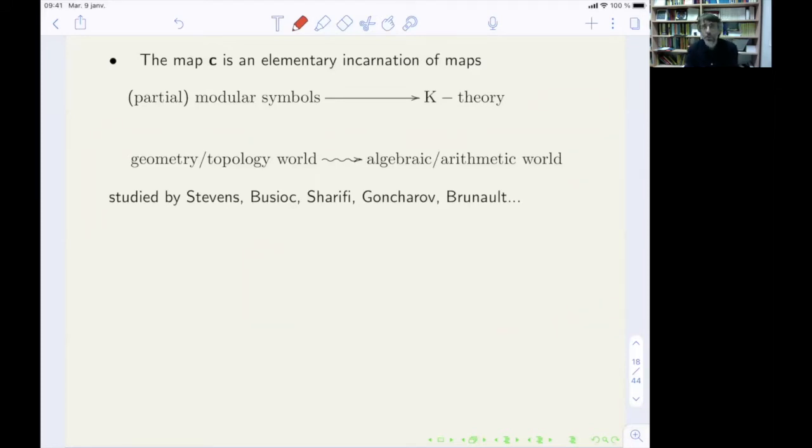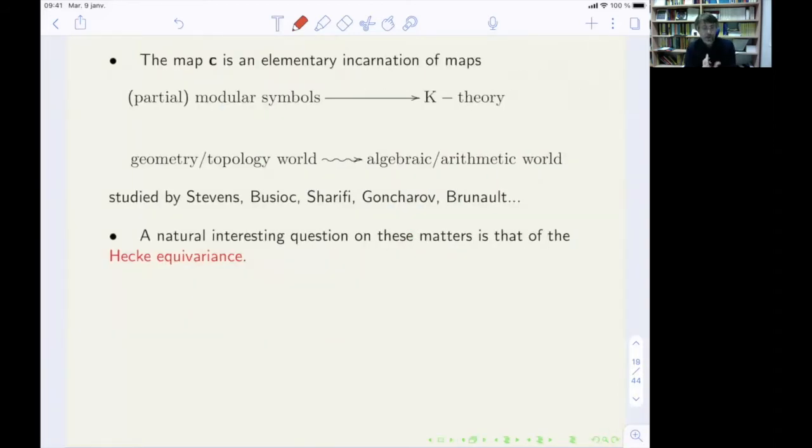But I want to stick with the more elementary map and ask a question that comes naturally once you have such a map from modular symbol to something, any gamma invariant map from modular symbol to something. Then you may wonder if this map has really something to do with the modular symbols. And if so, then there should be some relation with hidden symmetries on the modular symbol side that are called Hecke operators. And so that's what I want to discuss now.